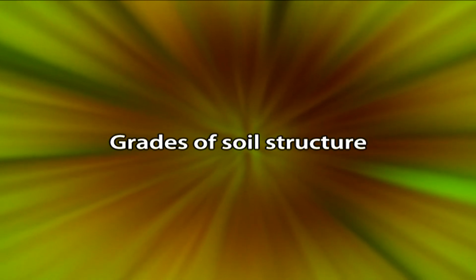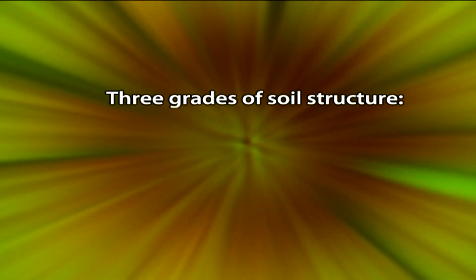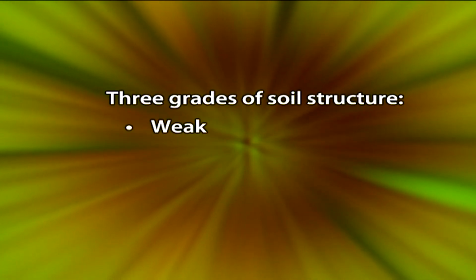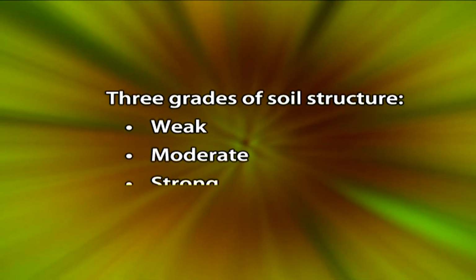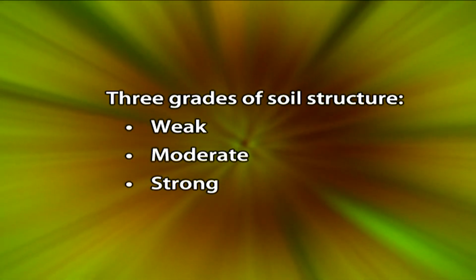An important aspect of soil structure is the grades of soil structure. Grade describes the distinctness of units. It also describes the ease of separation of units and the strength of units when the soil is handled. There are normally 3 grades of soil structure, and these are weak, moderate and strong.